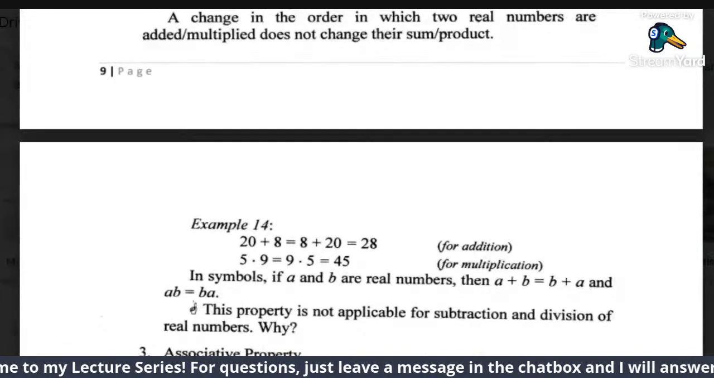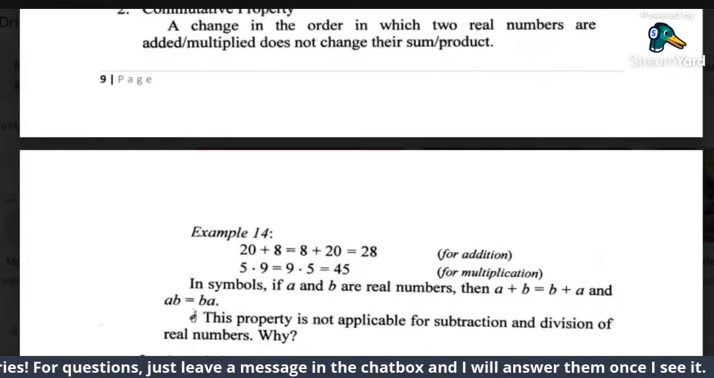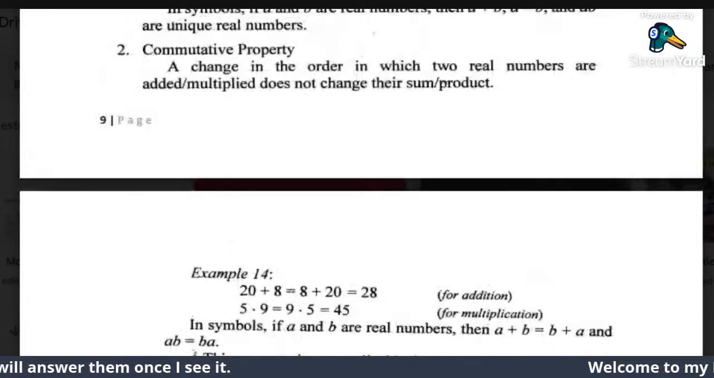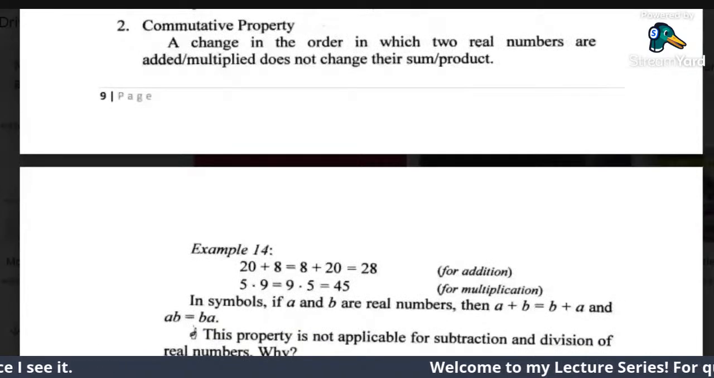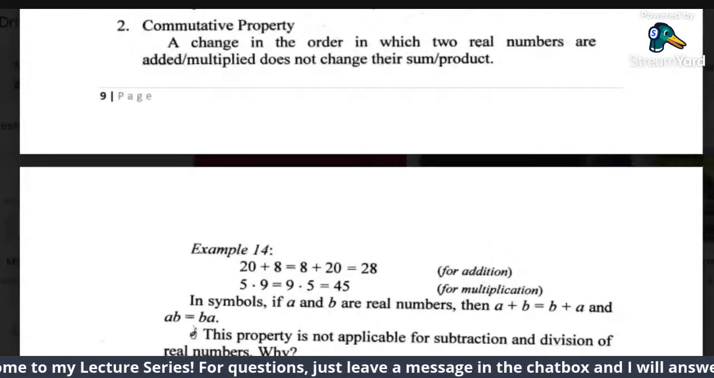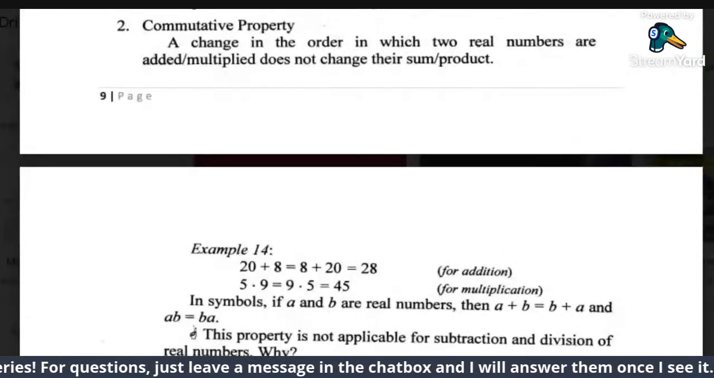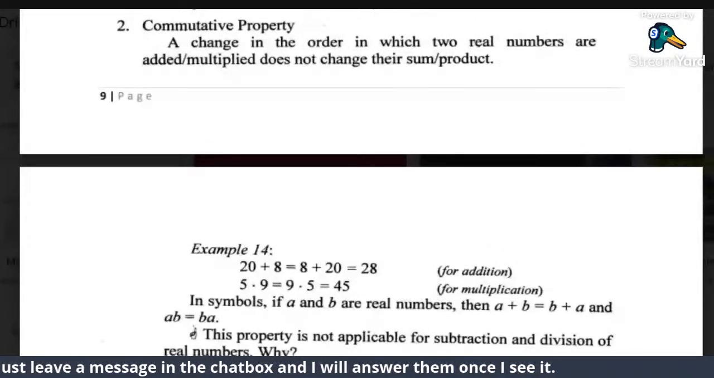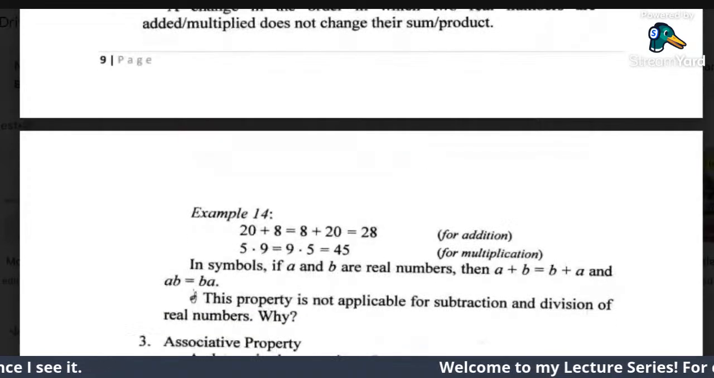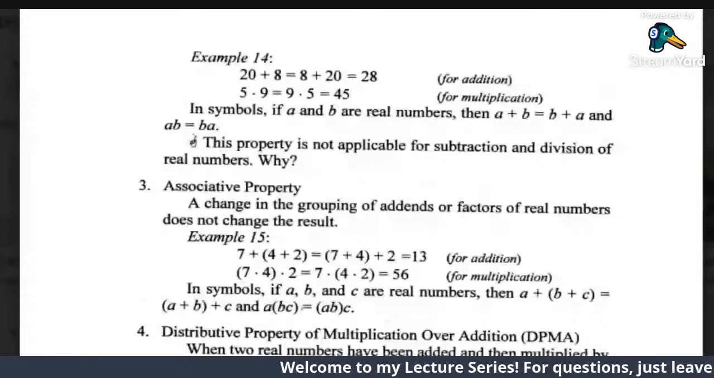So for subtraction, the commutative property does not hold. The same with division. 2/3 will give you a quotient that is different from 3/2, because 2/3 is 0.66666 and so on, and 3/2 is 1.5, and these are not equal. So for division, the commutative property does not hold true. It's only for addition and multiplication. Okay, so that's for the commutative property.